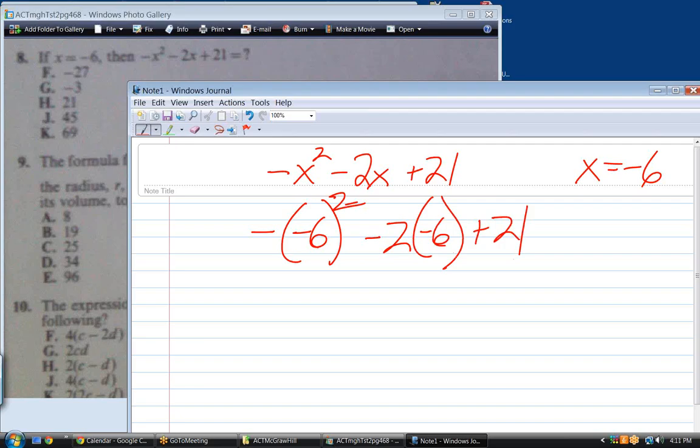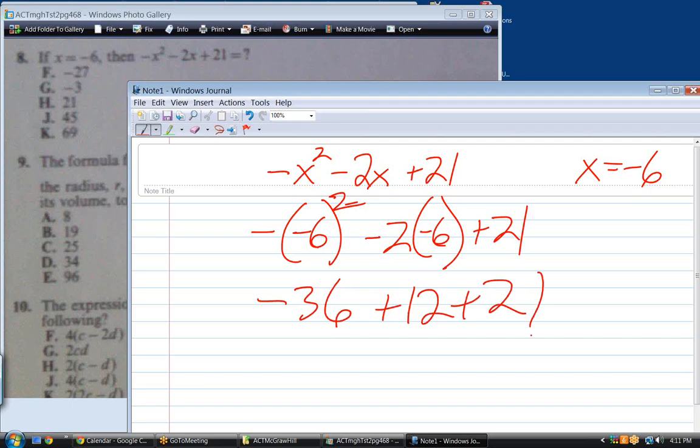Now simplify. Now let's remove most of the parentheses. What do we get? Well, let's remove all of the parentheses. Will it be negative 36 plus 12 plus 21? Okay.